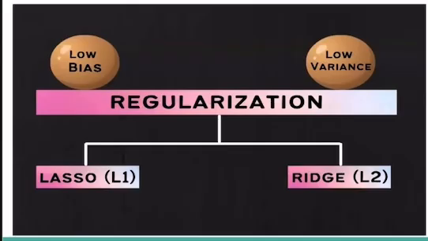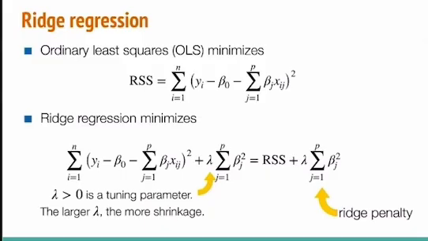Now, take a look at this. Whether Lasso or Ridge, both are about striking a balance between bias and variance. They want to have a low bias at the same time as a low variance. That is the intention of the two. The Lasso regression uses an L1 penalty, and the Ridge regression uses an L2 penalty. Now let's go into the model.